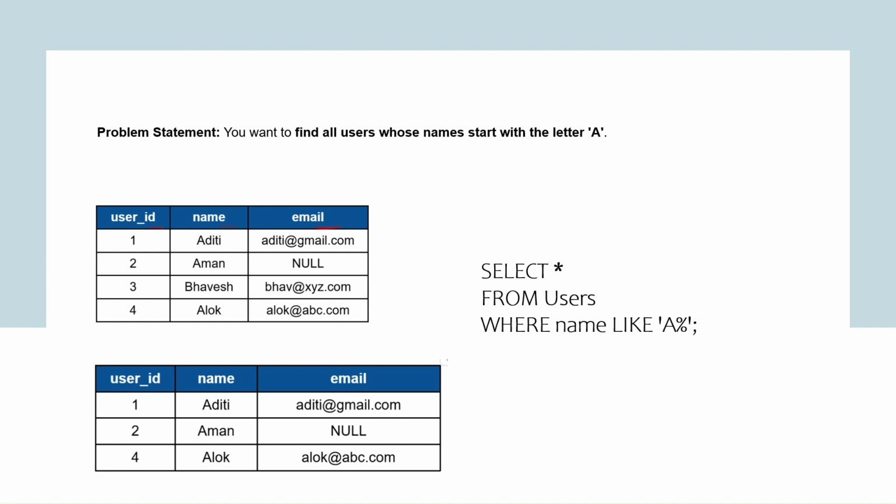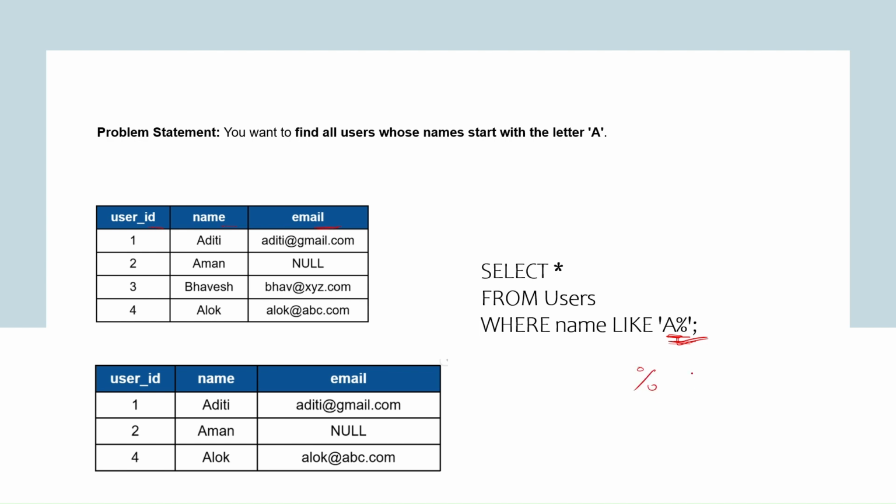And when it comes to writing the SQL query, you'll make use of the percentage wildcard here, because there could be multiple characters after A. It could be 3, or it could be 4, it could be 5, it could be 6. We don't know the exact number of characters that it could have. So that's why when it comes to matching multiple characters, in that case we make use of the percentage wildcard.